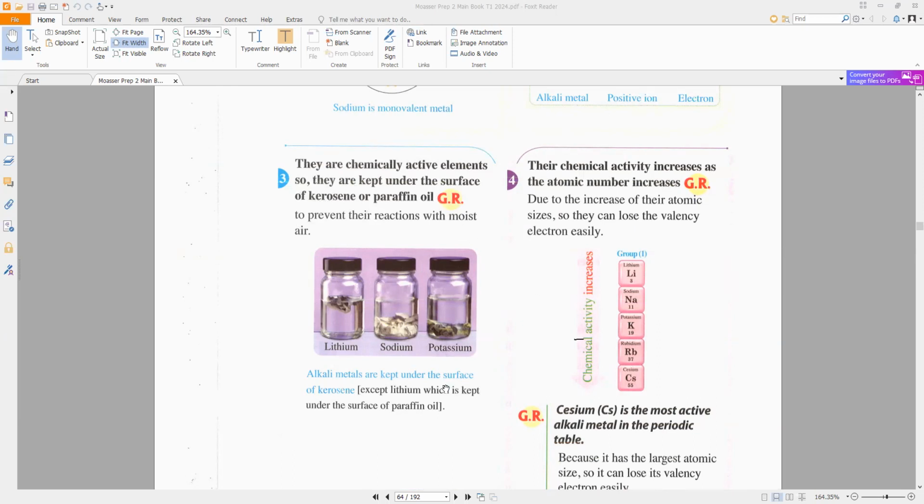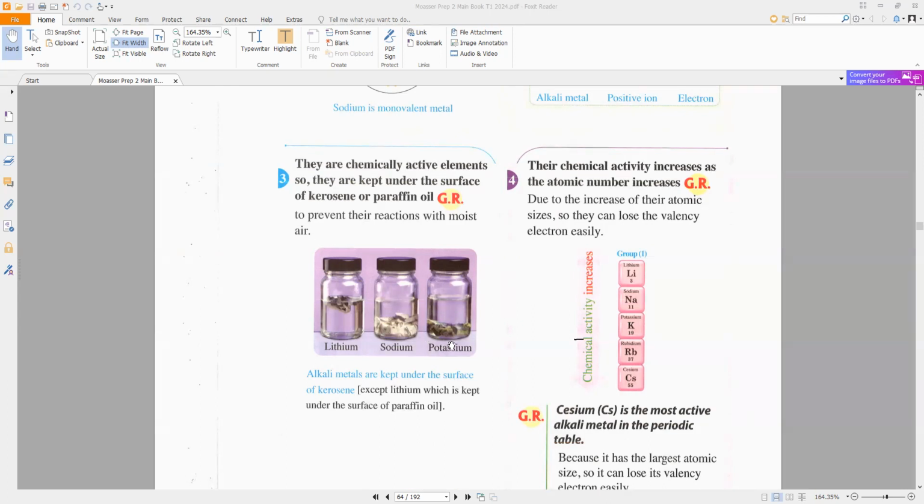So the alkali metals are very active elements in the whole modern periodic table. We don't leave them in the air because they will react, make a fire, and explode. So we keep them under a liquid that doesn't react with them, like kerosene or paraffin oil. Lithium, sodium, and potassium are not kept under the same liquid. Sodium and potassium are kept under kerosene. They sink in kerosene.